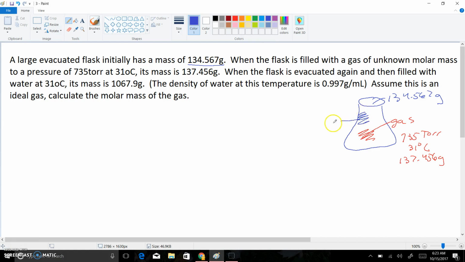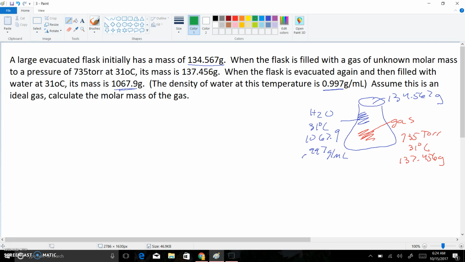So if I fill it with water, then that's at 31 degrees Celsius. It has a mass of 1067.9 grams. It also tells me the density at this point is 0.997 grams per milliliter. Okay, now that I have it all right there in that kind of picture, it's a lot easier for me to look for, and I know what numbers I need to find. So now I can actually go to solve the problem.